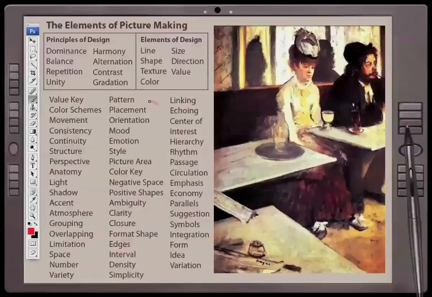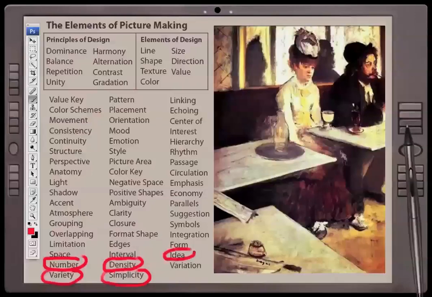You'll notice over here that I've made a change. And what I did was add a few more important elements of picture making that cannot be neglected. And they are number, variety, density, simplicity. That one is very important. And then there is idea and variation.